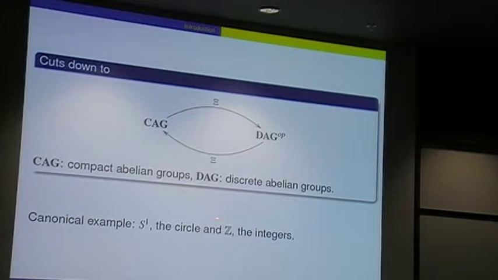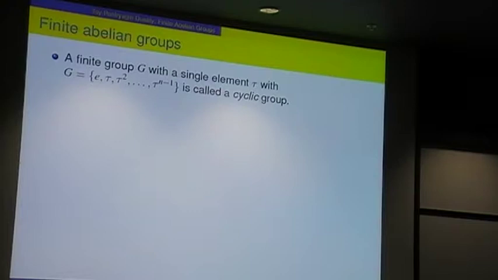Okay, so let me talk about finite abelian groups for a while. A finite group generated by a single element, so that it's basically just the identity and then powers of a single element, is called a cyclic group. And the reason for this is, if you draw it on the plane, you're going around a regular polygon inscribed in the unit circle. So written in this way, it's clearly abelian. All you have are powers of a single generator tau.